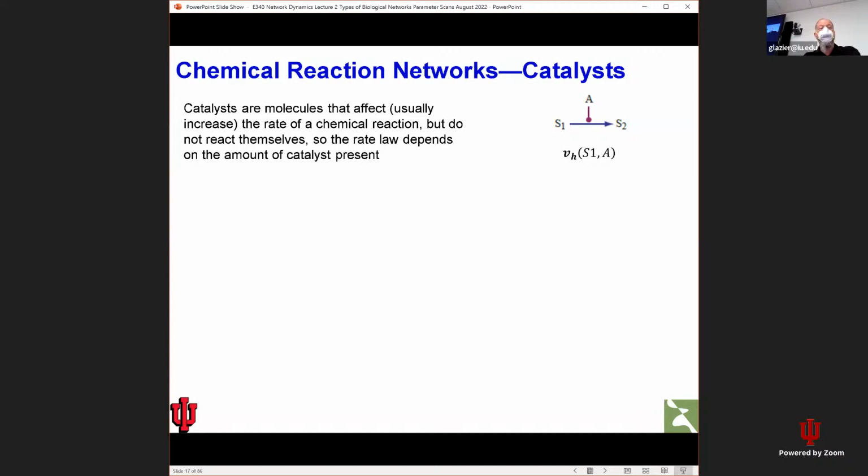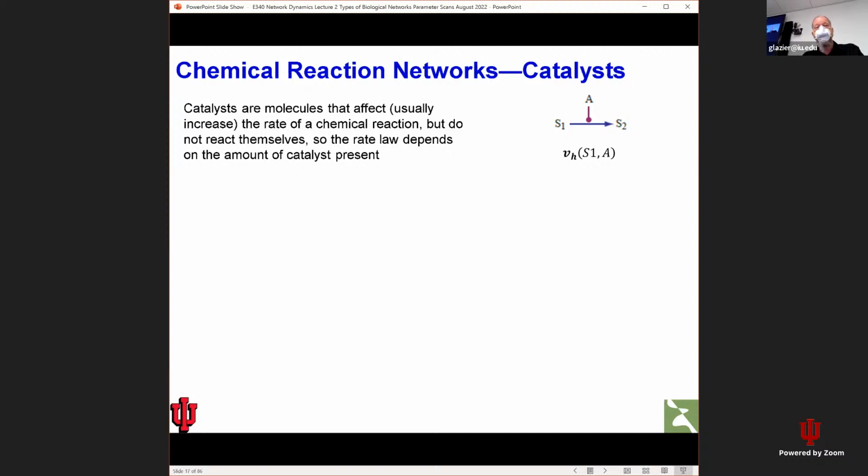A is pointing not at a species, but at an arrow. So you know immediately that there's something strange if you have a species pointing to an arrow rather than a species pointing to a species. And we'll see this again and again as we go forward.